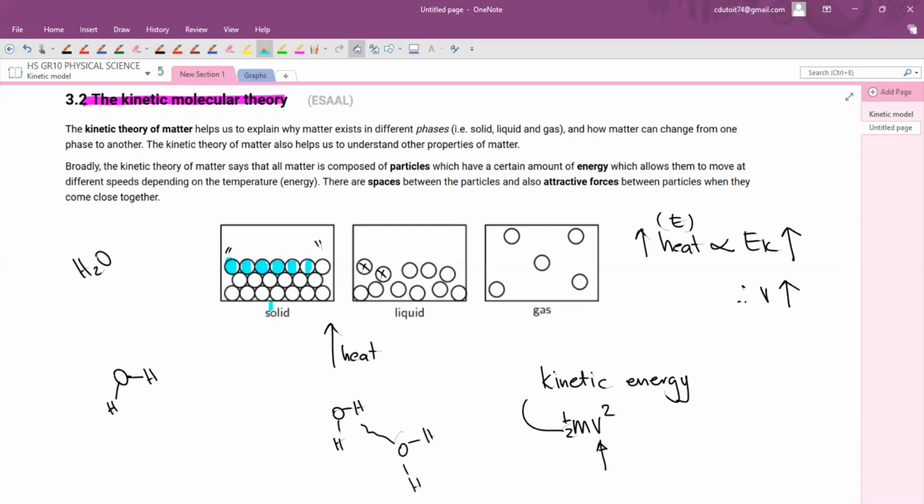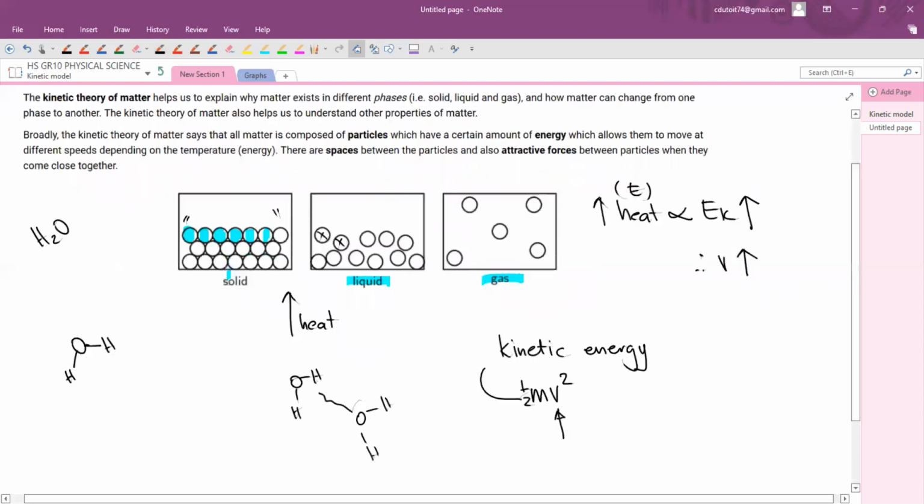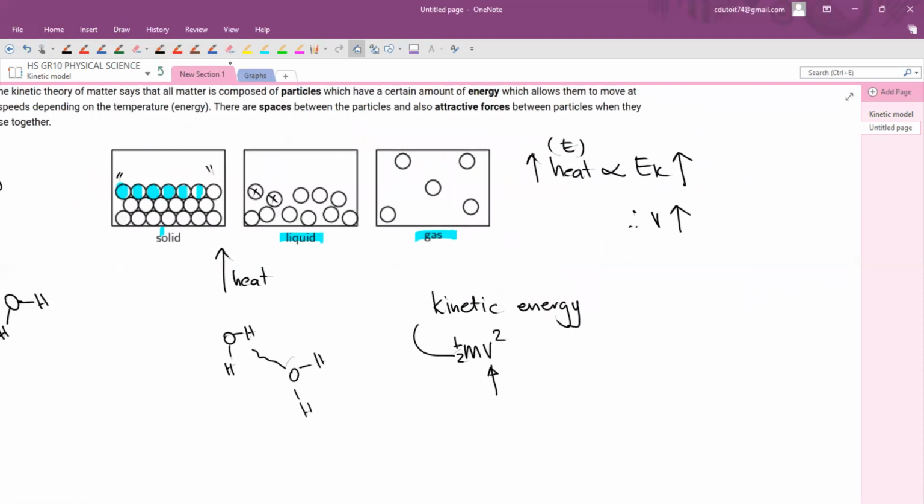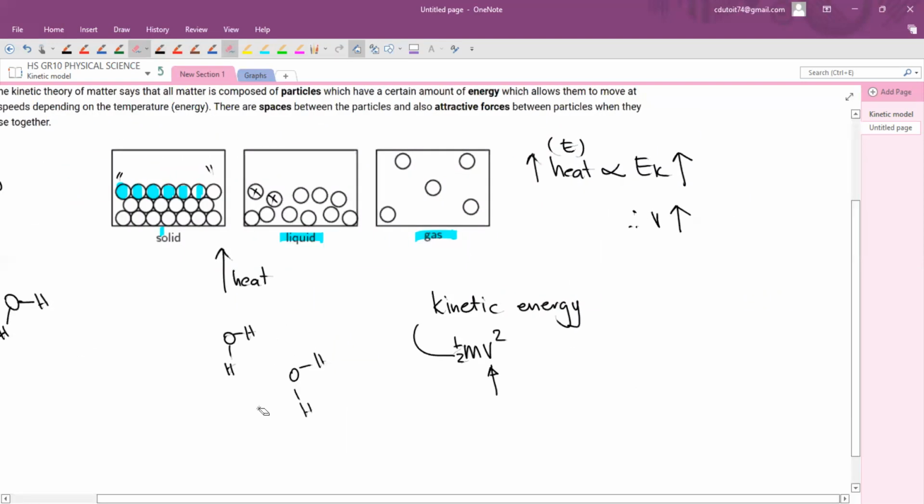Then the next phase is when it becomes a gas. When it becomes a gas, these bonds between the water molecules break up, and each one of these molecules can then go its own way. They're not attached to one another. The molecule goes its own way, and that molecule goes its own way.